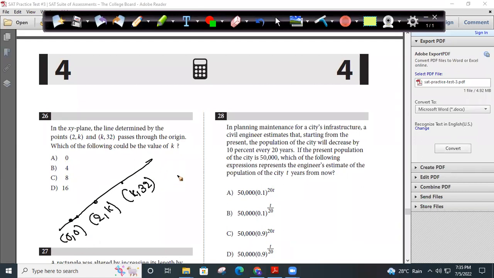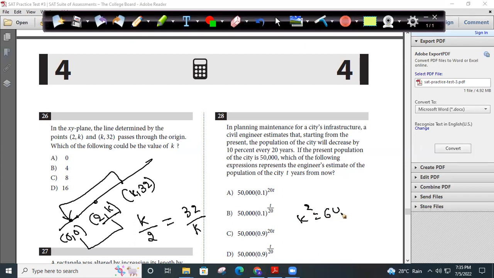I clearly told you, when there are any number of points, the slope between any 2 points should remain the same. I'll find the slope between (2, k) and (0, 0). The slope is (k minus 0) by (2 minus 0), which is k by 2. That should be the same as the slope between these 2 points: 32 minus 0 is 32 upon k minus 0 is k. Cross multiplying, k square is 64. So k should be 8. C is the answer.